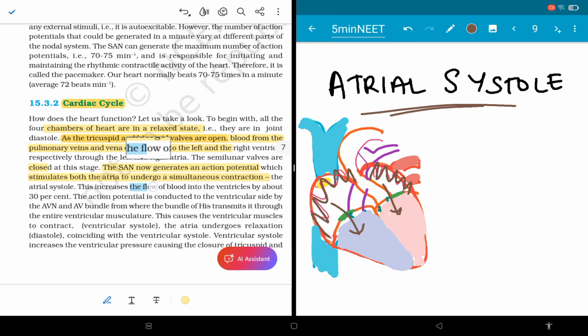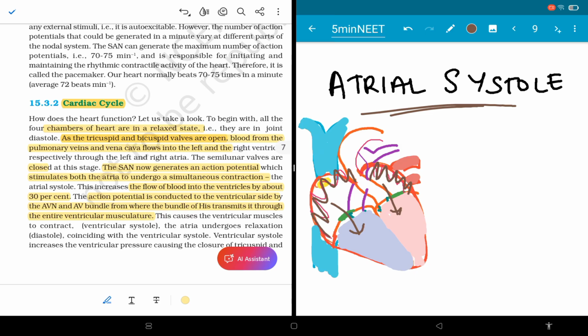This increases the flow of blood into the ventricles by about 30% because the atrium is not acting passively, it is pushing the blood by contraction. The action potential is conducted to the ventricular side by the AV node and AV bundle, from where the bundle of His transmits it to the entire ventricular musculature.